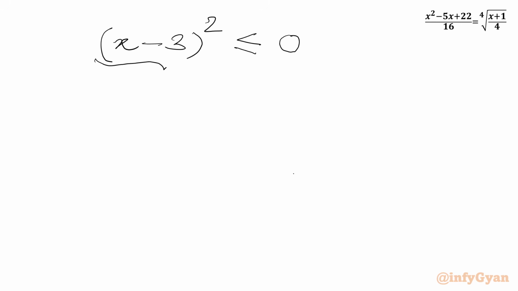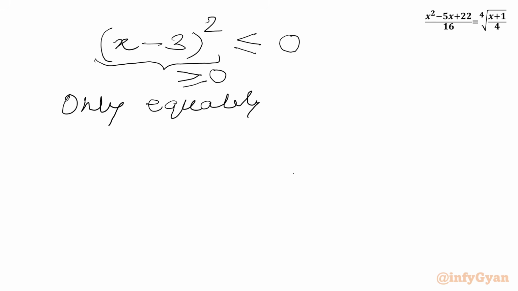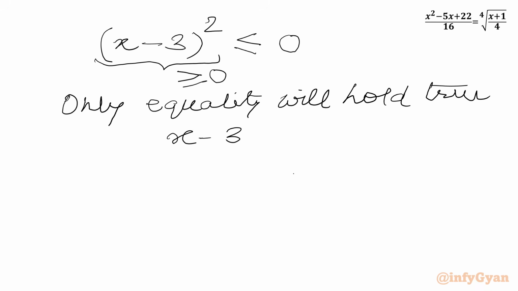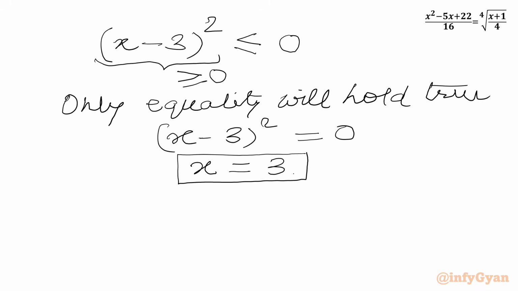Now (x − 3)² will be greater than or equal to 0 always. A square cannot be negative, so only equality will hold true. So we will write (x − 3)² must be equal to 0. From here we get the only real solution for our equation: x will be equal to 3.